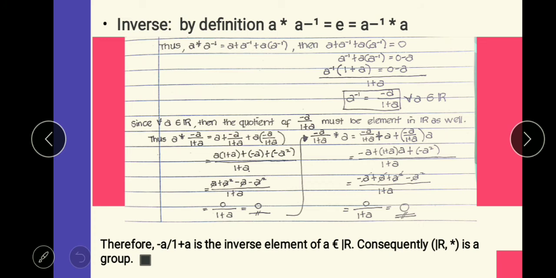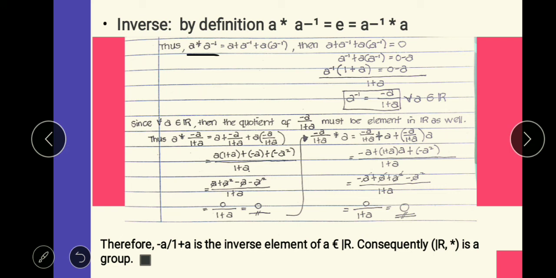So the last property that we need to show is the inverse. By definition of an inverse, A star A inverse is equal to E, and it is also the same thing as A inverse star A. Thus, A star A inverse, applying the binary operation, we get A plus A inverse plus A times A inverse. Then, we all know that this will be equal to E according to the definition of an inverse. So A plus A inverse plus A times A inverse is equal to 0, which is our identity.